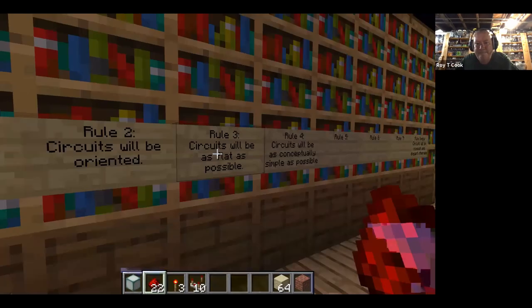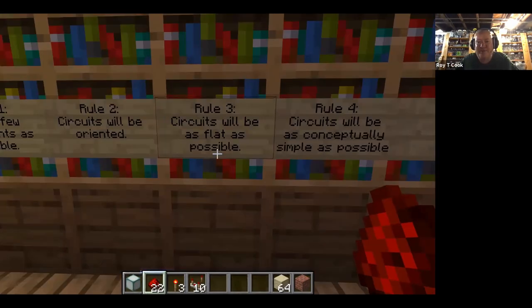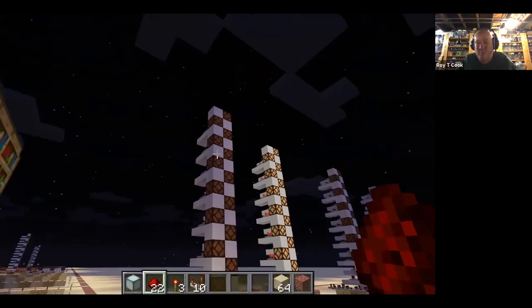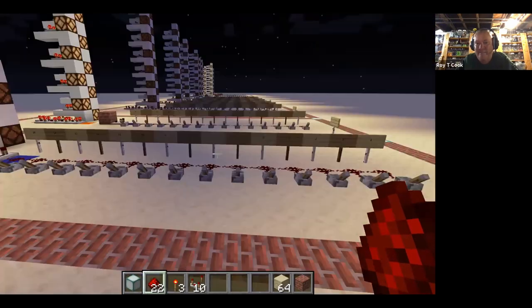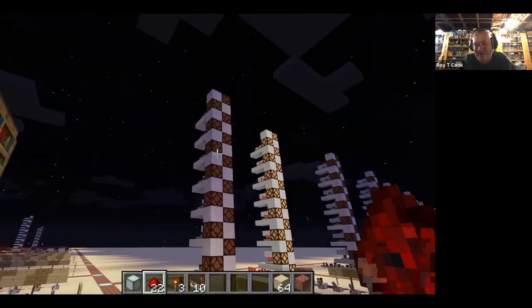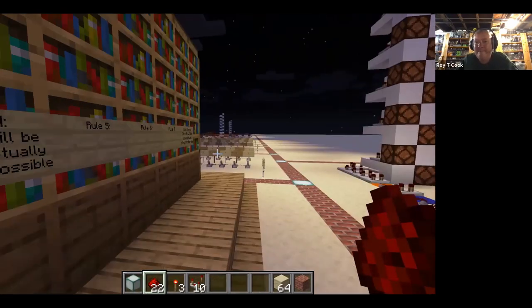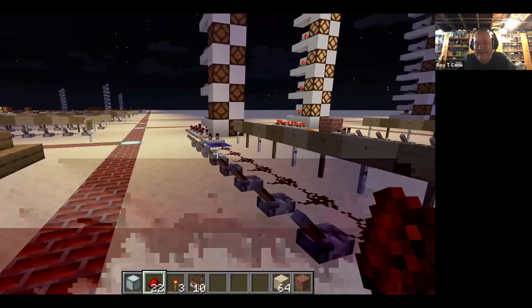Rule three is that circuits are going to be as flat as possible. Because as you can already see, Minecraft is three-dimensional. You can build up as well as across and down, and I've taken advantage of that in our displays, these tall towers that I will explain when we get to them. But when I'm actually building the circuits, I'm going to keep them as flat as possible.